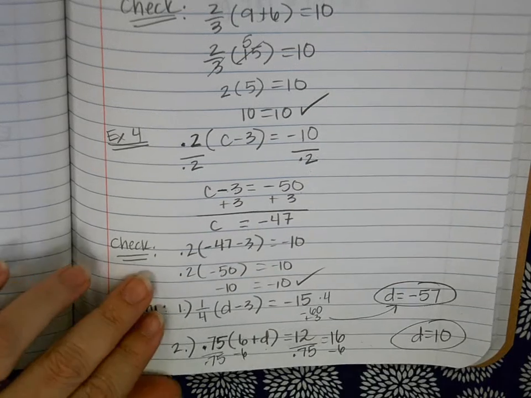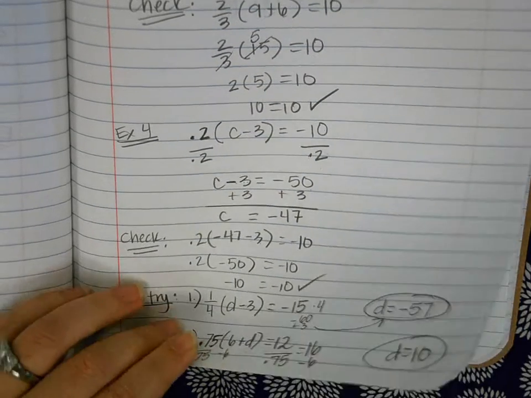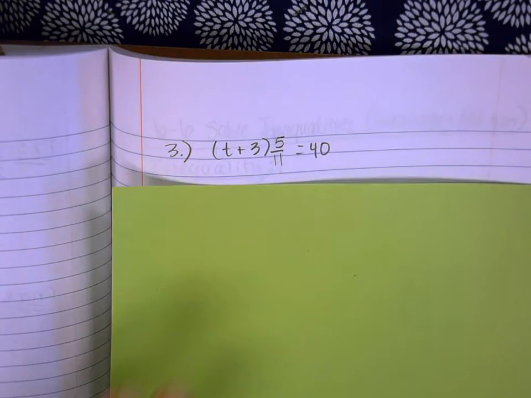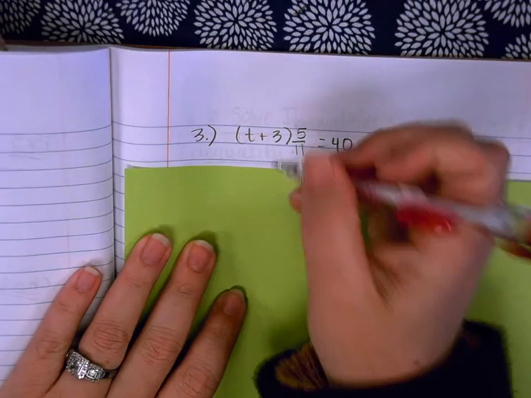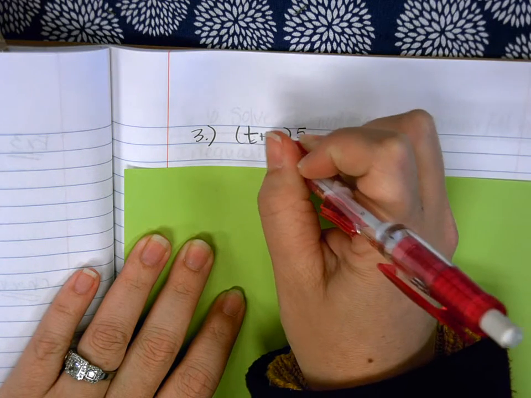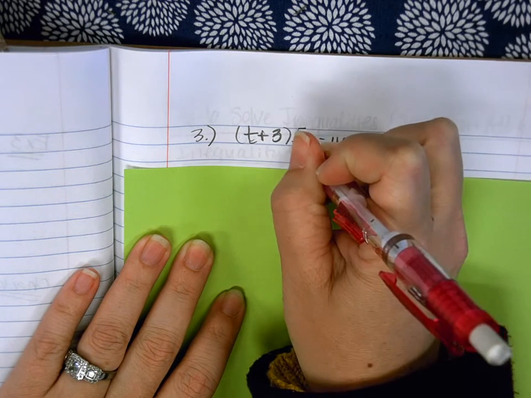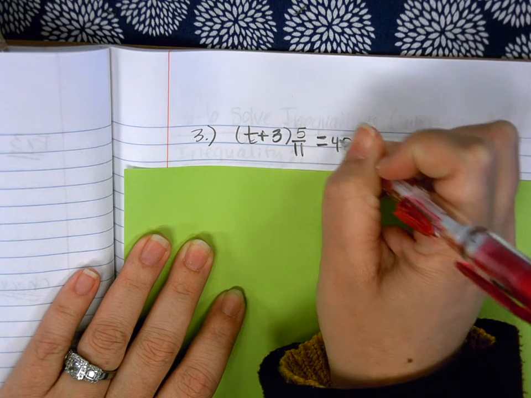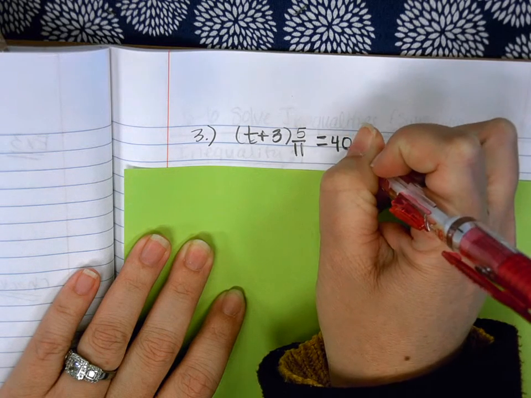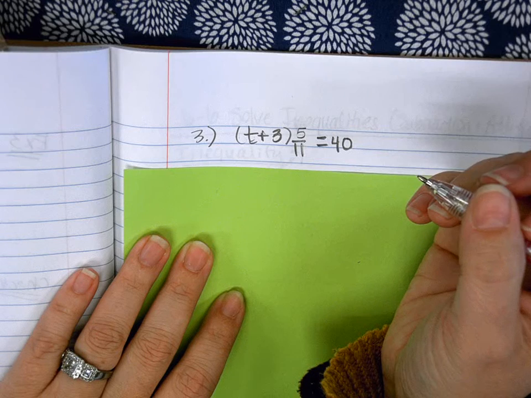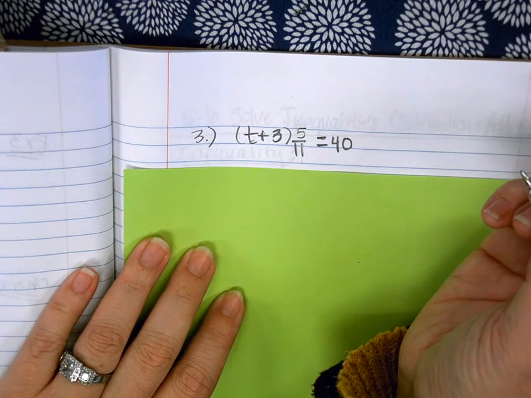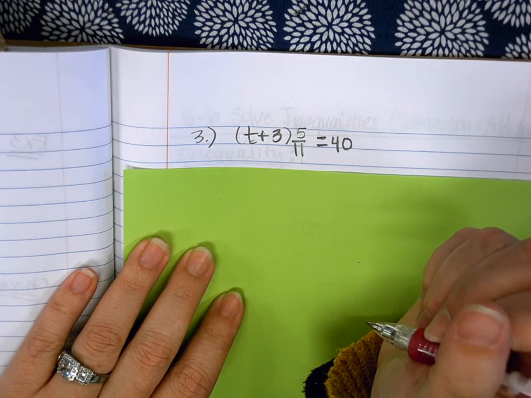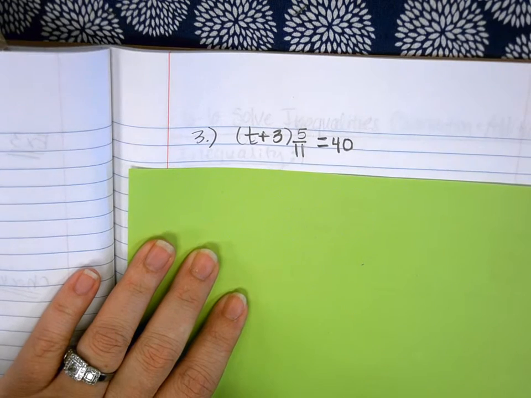Okay, and then one more for you guys to try. This is the last one. This is t plus 3 times the 5/11 equals 40. I put the fraction on this side to show you that it works either way. You still multiply by the reciprocal. Okay, so try that one. See if you can get it right.